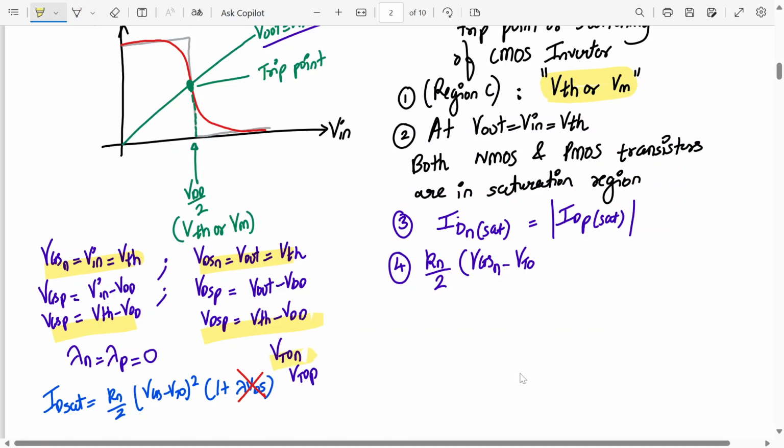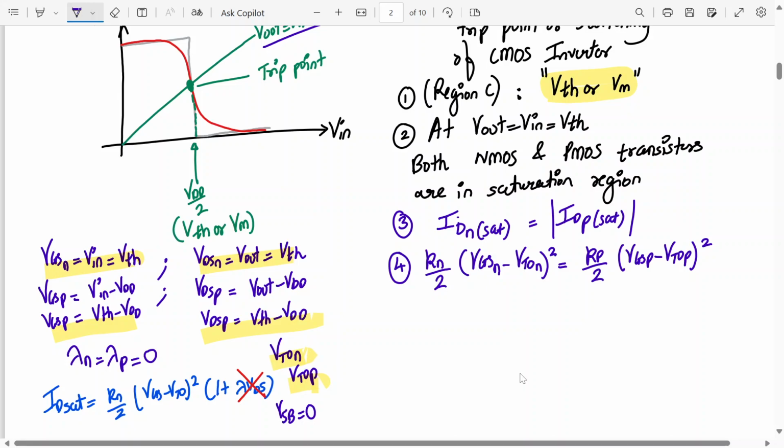because we are assuming the channel modulation parameter is 0, and the source to substrate voltage is 0, so there is no substrate effect. So what I am saying is VSB is 0 for both the cases. So this is Kn by 2 (VGSn minus VTOn) the whole square, that is equal to, I am not writing this, Kp by 2 (VGSp minus VTOP) the whole square.